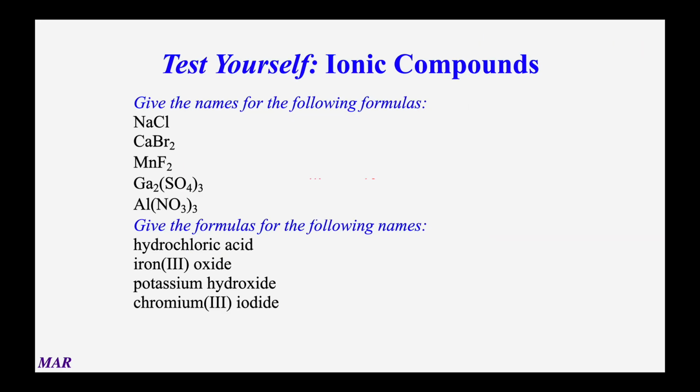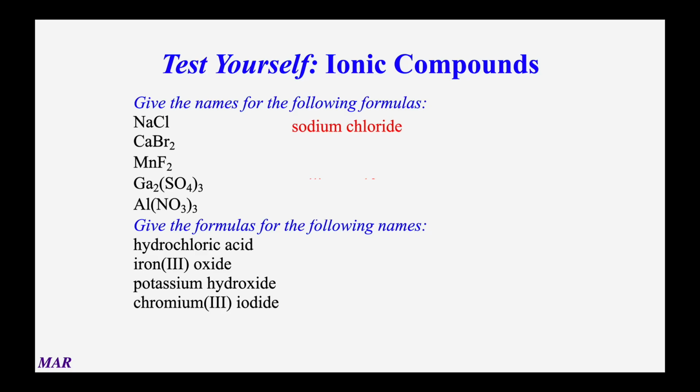So here are some examples. Let's just kind of go through them and you can test yourself. And again, I encourage you to do this as much as possible. So NaCl, sodium ion, chloride ion. Sodium is a main group metal. It's a fixed charge metal, so we don't need a Roman numeral. This would be just sodium chloride.